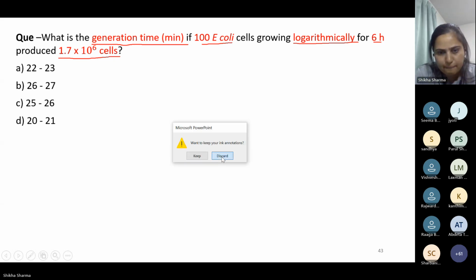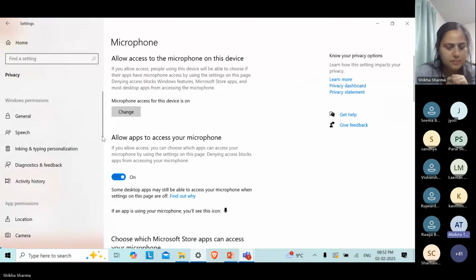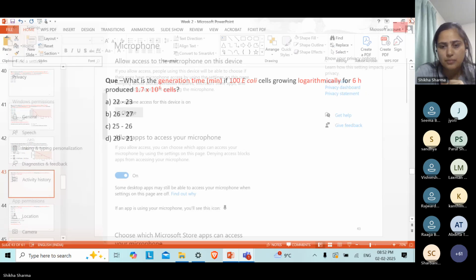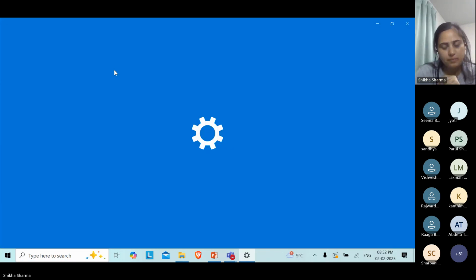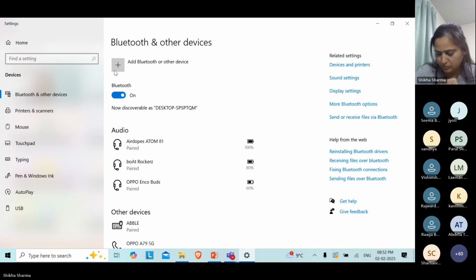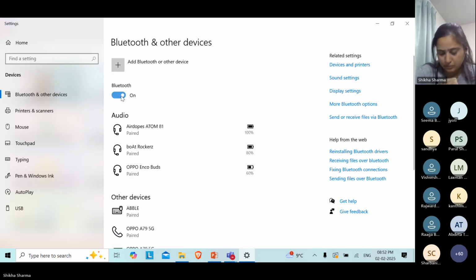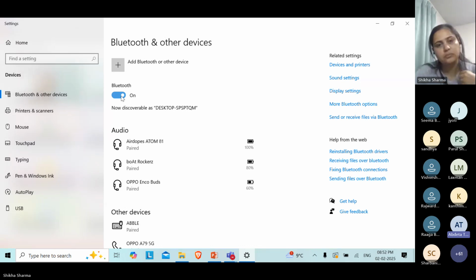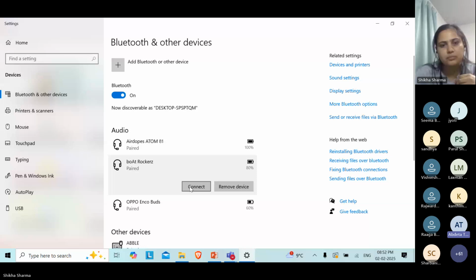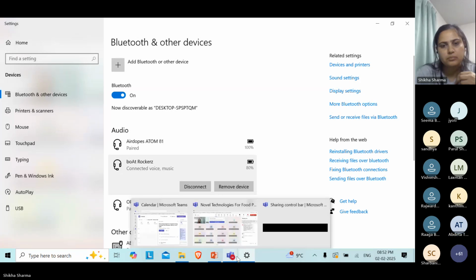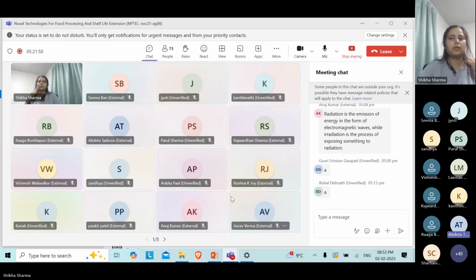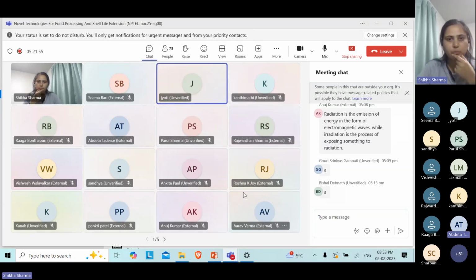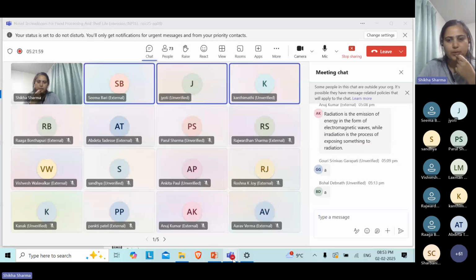Wait a second. Just wait a second. My Bluetooth is disconnected. Hello, am I audible? Because I reconnected the Bluetooth. Yes, ma'am, you're audible. Okay, thank you.